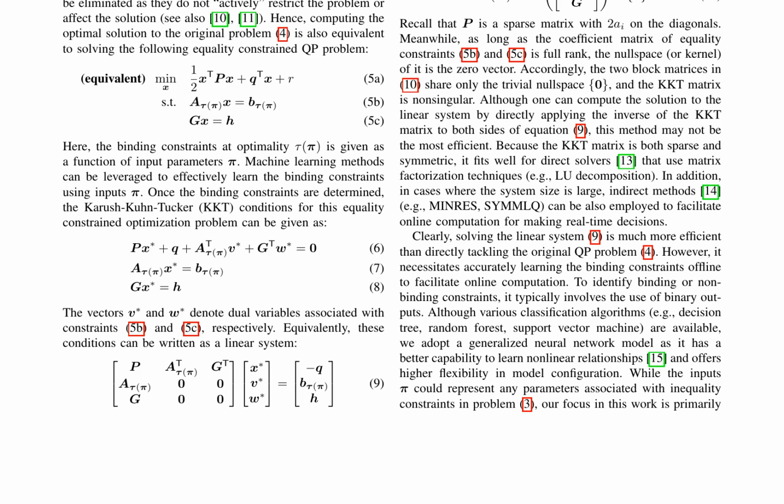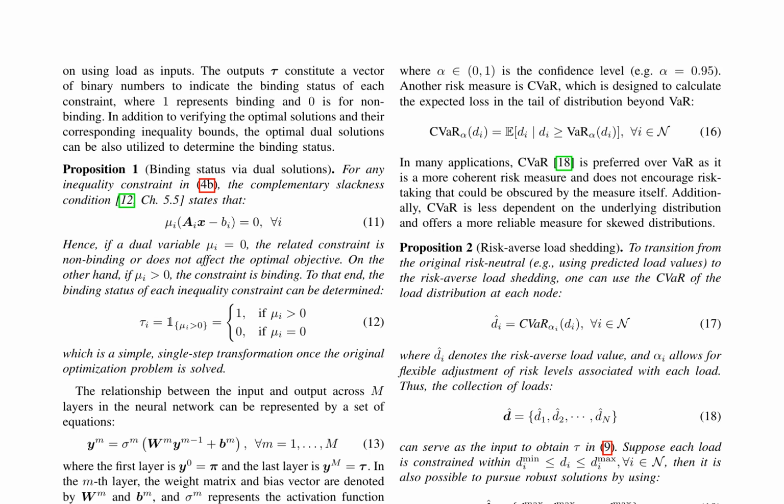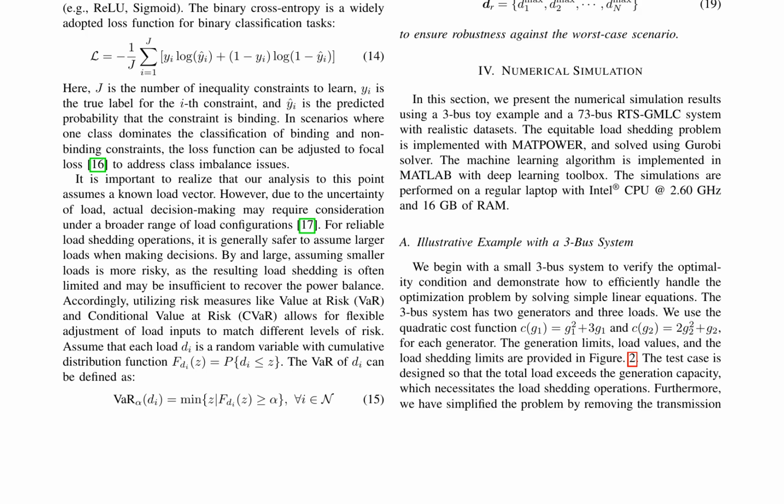The binding status of inequality constraints is determined using dual solutions, which are directly related to the neural network's input-output relationship. Dual variables are used to determine the binding status, while the neural network's layers are interconnected to achieve this. The binary cross-entropy loss function is introduced as a key component, alongside risk measures like value at risk, VaR, and conditional value at risk, CVaR, for load shedding operations. CVaR is highlighted as a more coherent risk measure, particularly for skewed distributions.